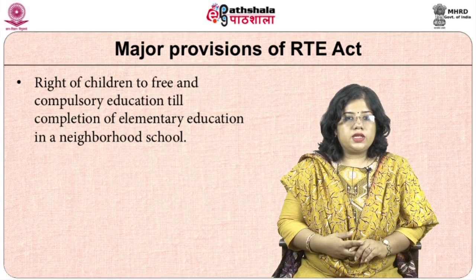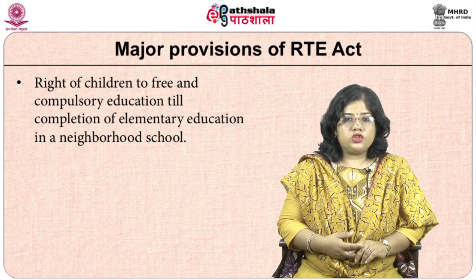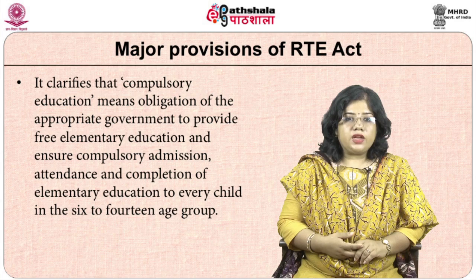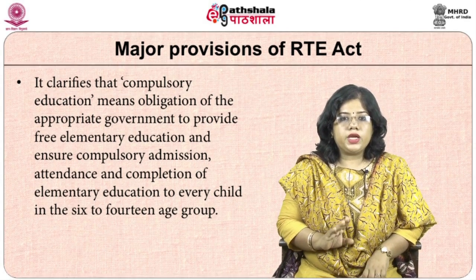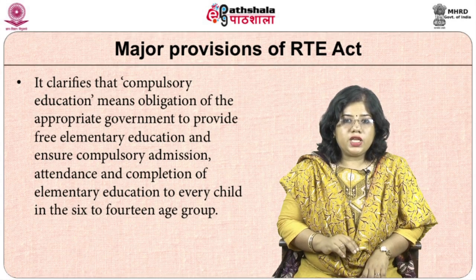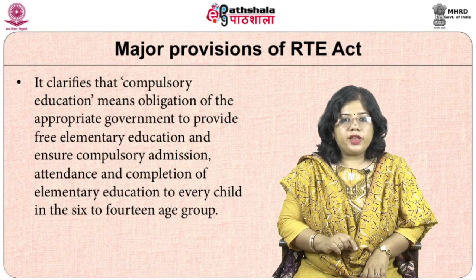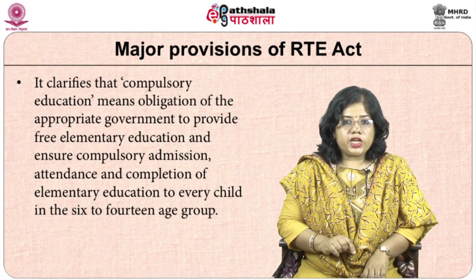Now, what are the main provisions under the RTE Act? First is that the right of children to free and compulsory education till completion of elementary education in a neighborhood school. Second, it clarifies that compulsory education means obligation of the appropriate government to provide free elementary education and ensure compulsory admission, attendance and completion of elementary education to every child in the 6 to 14 age group.